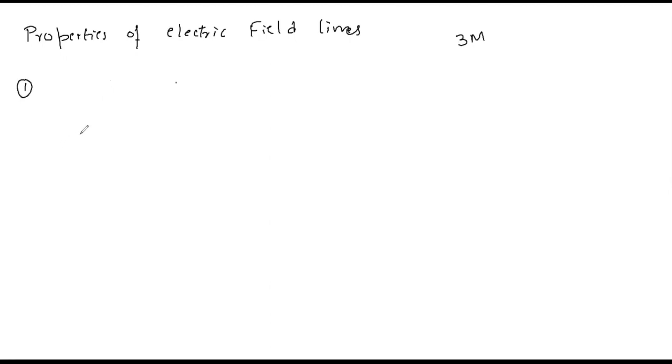So what does the first property say? The electric field lines always originate from the positive charge and move towards, or terminate at, the negative charge. They start from the positive charge and move towards the negative charge. Okay, this is the first property.